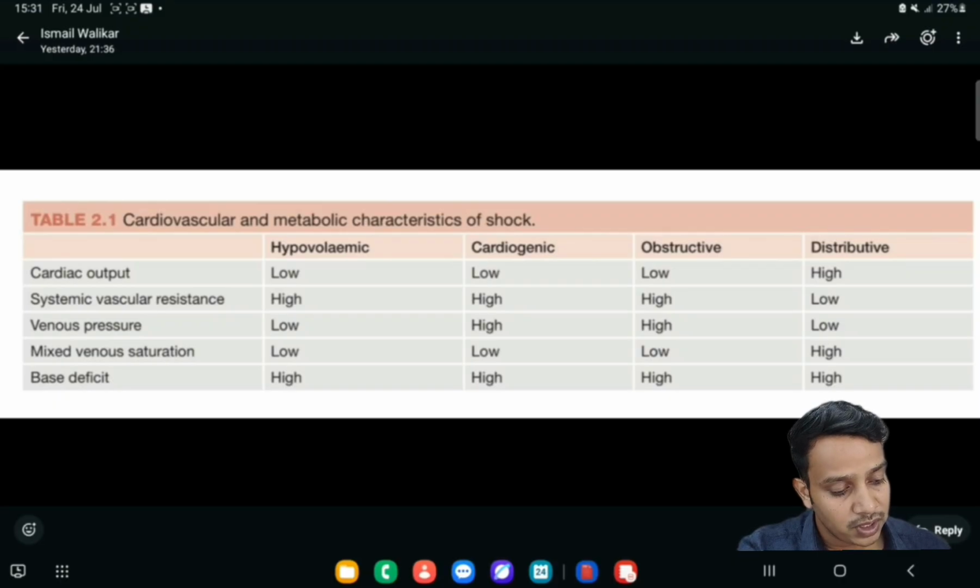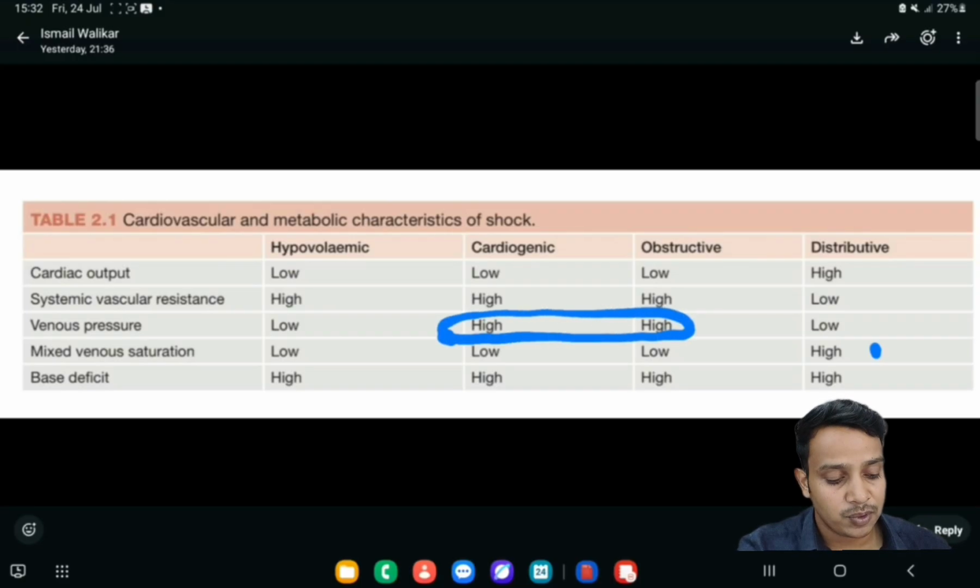And what happens to the mixed venous oxygen saturation? Mixed venous saturation is low in all the shocks except distributive shock, where it is high, as we discussed in the beginning. And what happens to the venous pressure? Venous pressure is low in hypovolemic shock because of decreased intravascular volume, but in cardiogenic and obstructive shock our venous pressure is high, and in distributive shock, because of vasodilation, venous pressure is low.